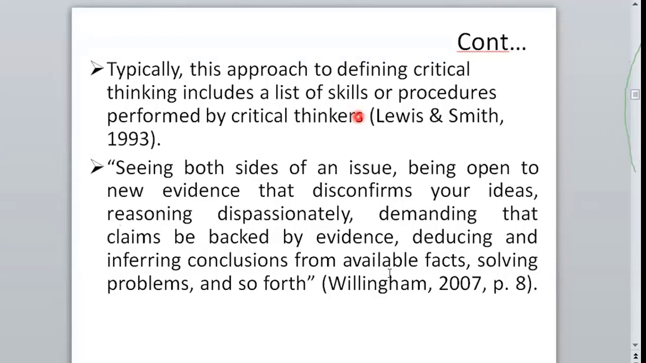Seeing both sides of the issue, being open to new evidence that disconfirms your ideas, reasoning dispassionately, demanding that claims be backed by evidence, deducing and inferring from available facts, solving problems, and so forth, according to this approach.